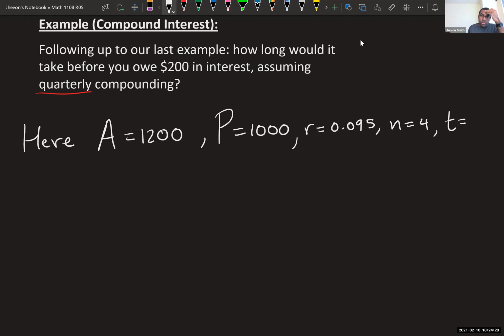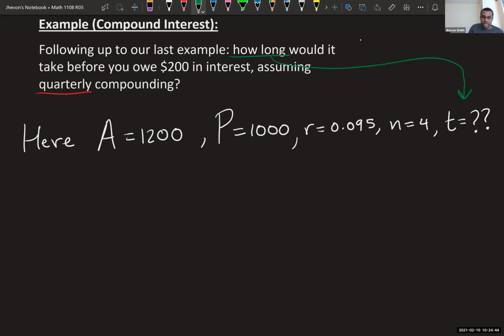Is that what we're trying to figure out? That's what we're trying to figure out, right? I don't know what T is. In fact, that's what I'm trying to figure out because the question said how long, right? Which means I don't know how long I'm borrowing this for. So it means I don't know the time.